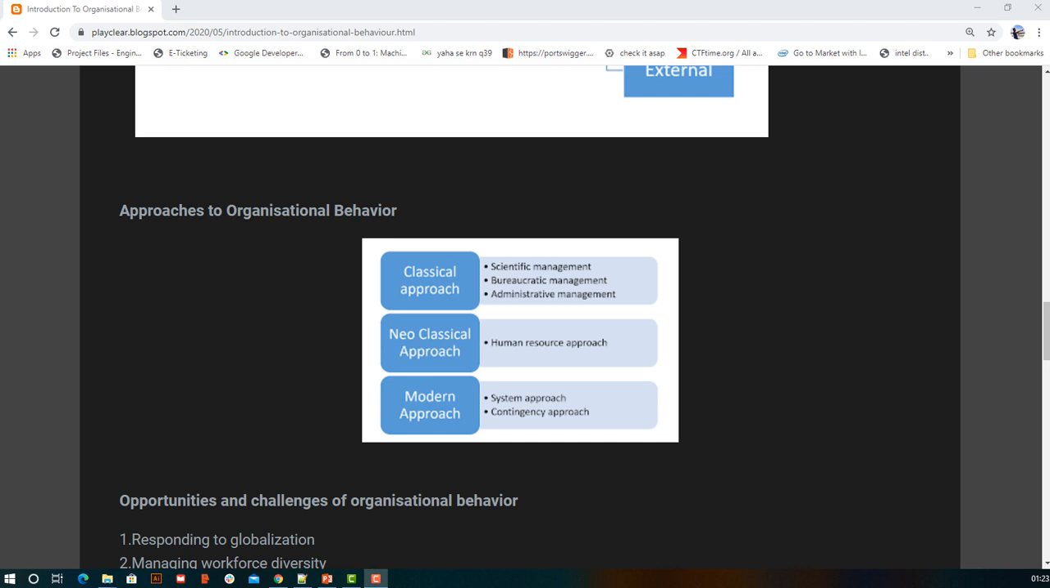Under neoclassical theory, we have three elements. One is a flat structure. The opposite of a flat structure is a tall structure. Suppose we have 10 levels of people in the organization compared to 3 levels. The neoclassical approach says we should go for the flat structure, because then there will be fewer middlemen, so there will be a fast up-and-down flow of decision making.